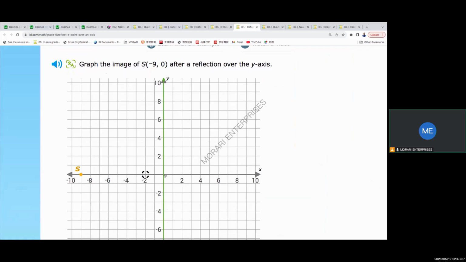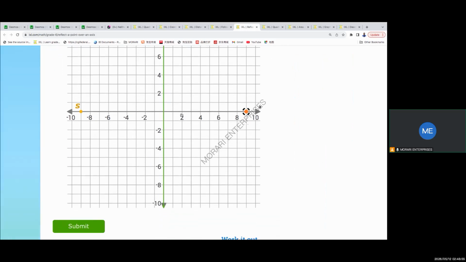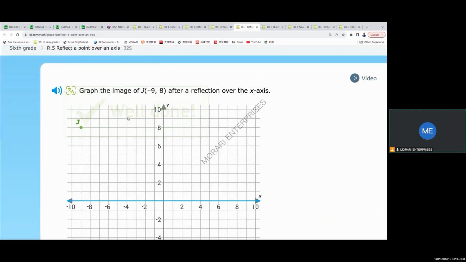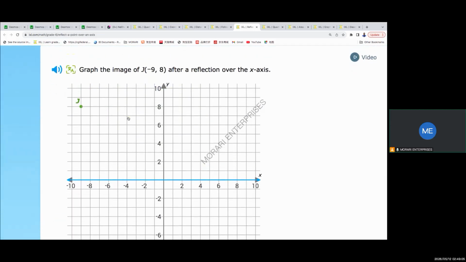If you're close to the mirror, you see yourself the same distance into the mirror. So how many units are you from this axis? This is the axis. How many units perpendicular to this axis? 9 units. So you will also be 9 units inside. Your image will be 9 units inside. So that's the image of this point, and the mirror is the y-axis. Submit. It says well done. Let's take one more.